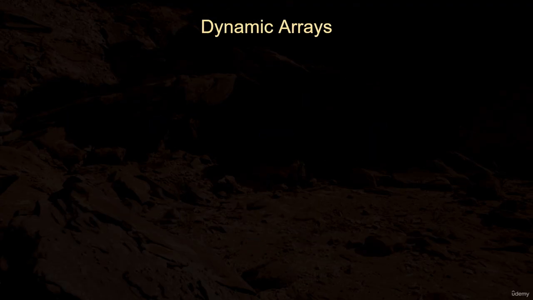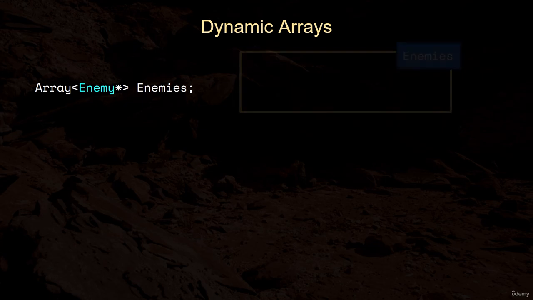Now let's talk about dynamic arrays. Regular C++ arrays are static. They're not dynamic in the sense that you can't just add any number of elements to them. As we mentioned, we have to specify how many elements can be stored in the array right off the bat at compile time, before the program even runs. A dynamic array is different. They're typically templates, allowing us to specify the type that we're going to store in the array. So we can create a new array called enemies, designed to store enemy pointers.